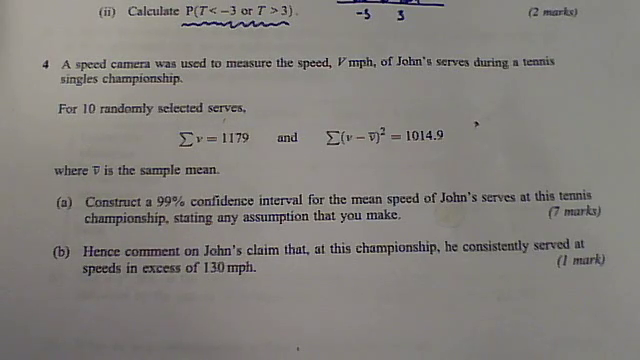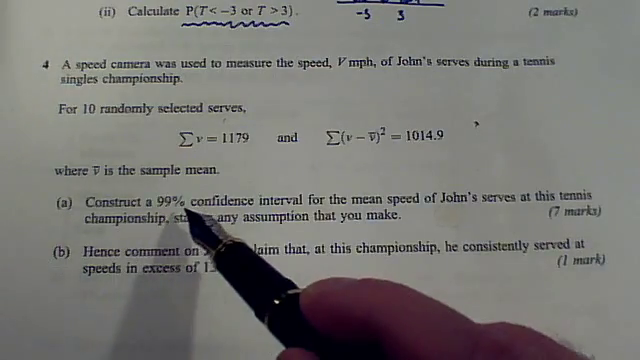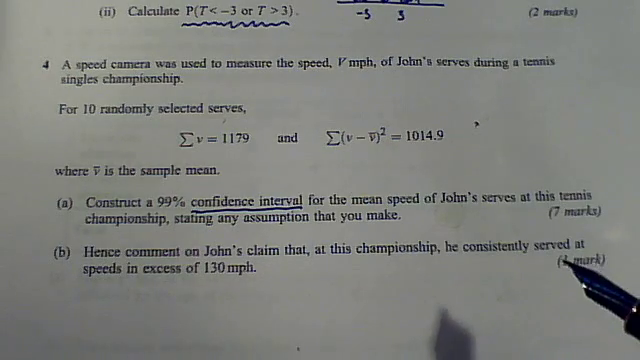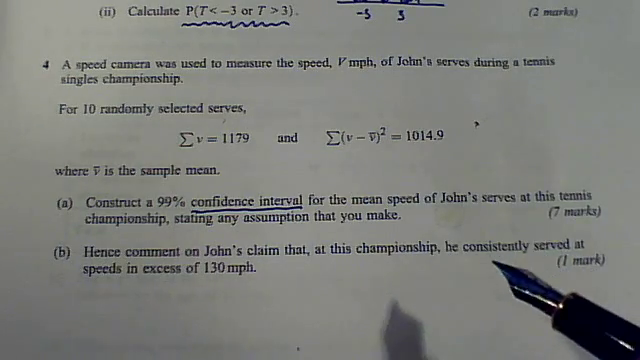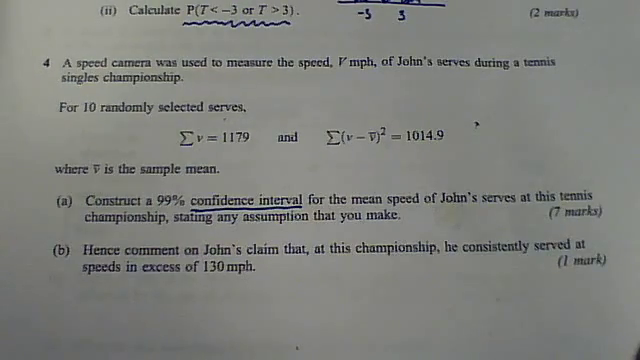Okay, here we've got a question with some data given, and the first thing we have to do is set up a confidence interval. Now at S2 you've got two recipes for confidence intervals. One uses Z and the other uses T. You need to get straight the difference between those.